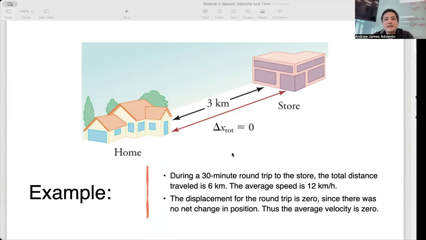6 kilometers in 30 minutes during a round trip. When we compute the average speed, we get how much? 12 kilometers per hour. That's the average, which is also given in this word problem. However, notice that because the person ends up where they started, the displacement is 0, which means the average velocity is also 0. This shows that speed and velocity are not the same.